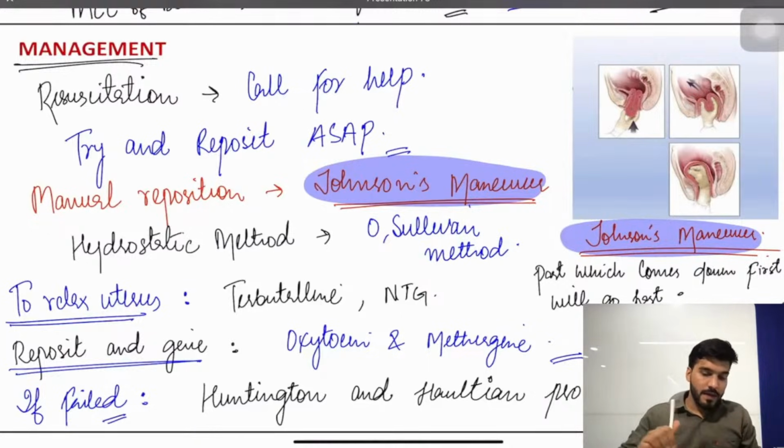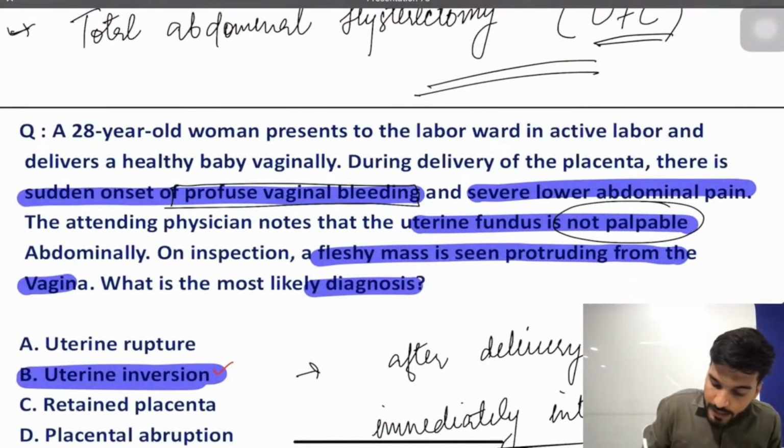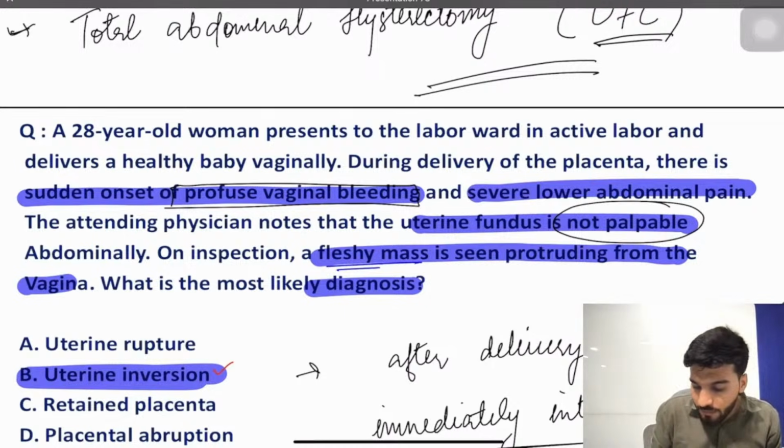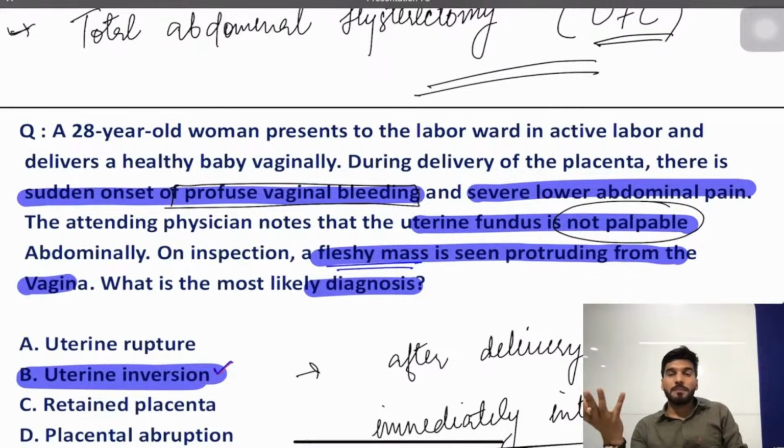Okay, so the patient had profuse vaginal bleeding along with abdominal pain. Fundus was not palpable, something fleshy was coming out. You suspect that this is a case of uterine inversion. Uterine rupture में क्या होगा? Abdominal baby fetal parts are palpable. The patient will have pain abdomen, bleeding per vagina, but one more finding will be palpable fetal parts.